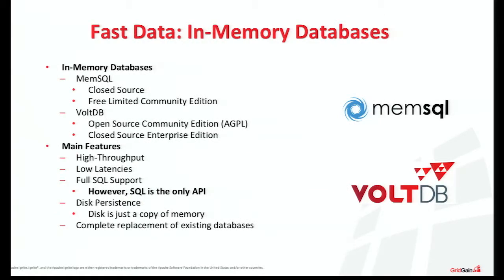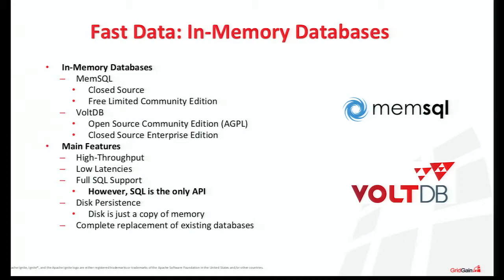So let's talk about fast data and in-memory databases, because we get these questions a lot, both in the Apache Ignite community and at GridGain, the company behind it. What is the difference between in-memory databases and traditional in-memory data grids? That's the question we get asked very frequently, and it's a good slide to understand overall what in-memory databases do in this context.